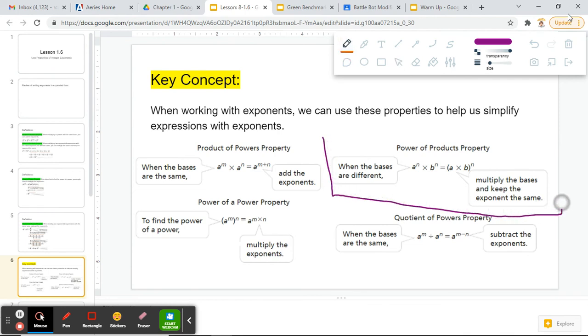So this one right here is probably the one we're going to use the least because it requires the most specific condition, I'll say. You need to have different bases but same exponents, which can be rare. Whereas the other ones require the same bases. We'll be using those much more often.